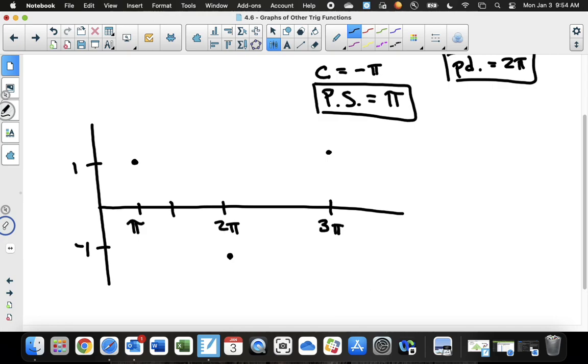And then halfway between those will give you the midline points. Halfway between pi and 2 pi? 3 pi over 2. And halfway between 2 pi and 3 pi? 5 pi over 2.